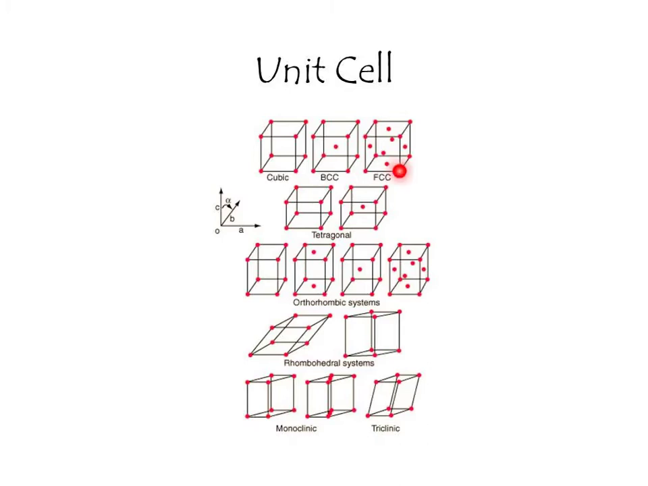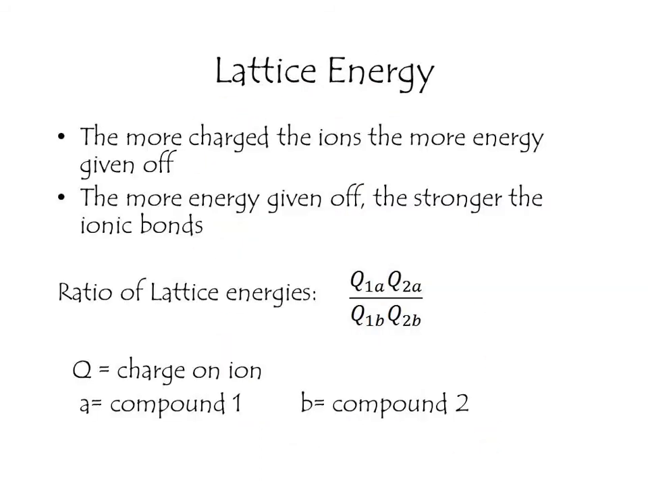And here's another one where it's face-centered, and then tetragonal where it's slightly skewed, orthorhombic systems, rhombohedral, and monoclinic and triclinic. And so these are just a few examples of the different unit cells. You do not need to memorize them. I just wanted to show you that there are different structures for different elements, and they all fall under one of these types of unit cells.